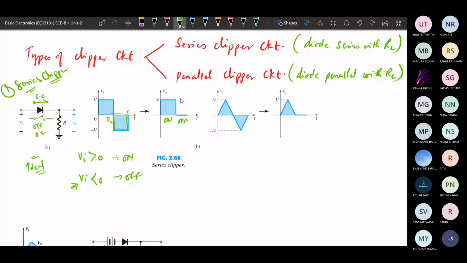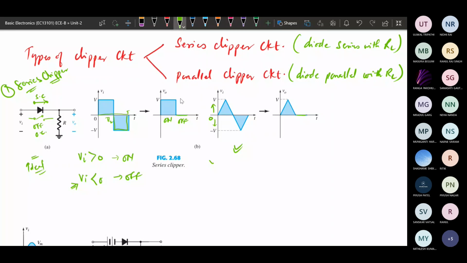So this is the second example. A triangular waveform is given, and this is the waveform. Whenever the input voltage is greater than 0, the same will appear at the output. If it is less than 0, it will be clipped off. So whatever is below the 0 level is clipped off. Here the clipping is being performed. Okay, so this is the simple example.